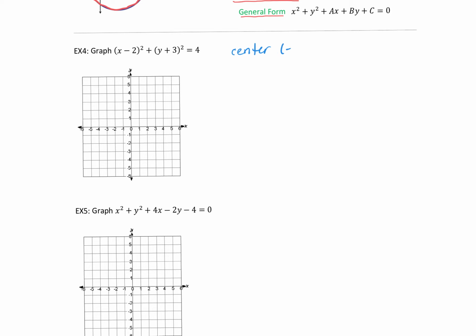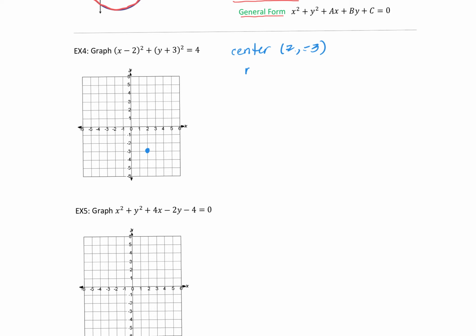is +2, -3. So we're supposed to be using values that make whatever's in the parentheses 0. So if x is 2, x minus 2 is 0. If y is -3, -3 plus 3 is 0. We have our center, which is 2, -3, and I'm going to graph that on the graph.